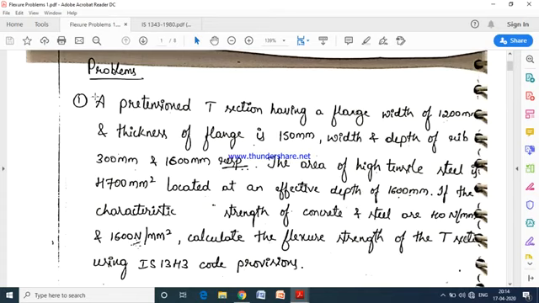The area of high tensile steel is 4700 mm square, located at an effective depth of 1600 mm. If the characteristic strength of concrete and steel are 40 Newton per mm square and 1600 Newton per mm square, calculate the flexural strength of the T section using IS 1343 code provisions.